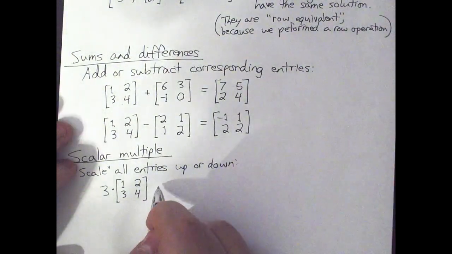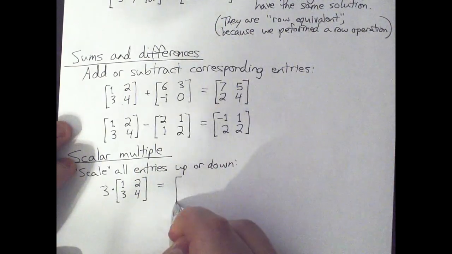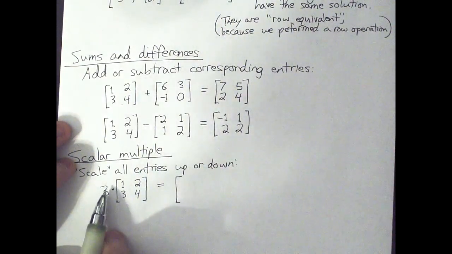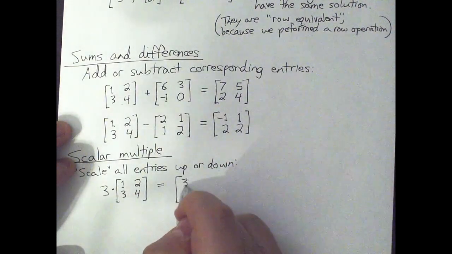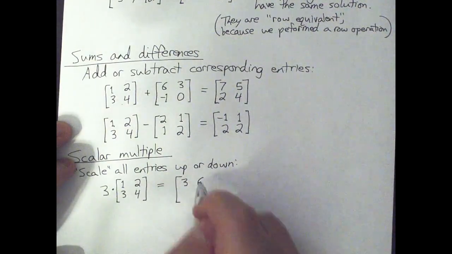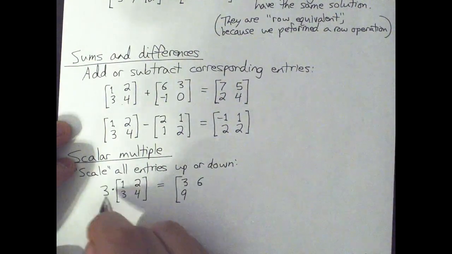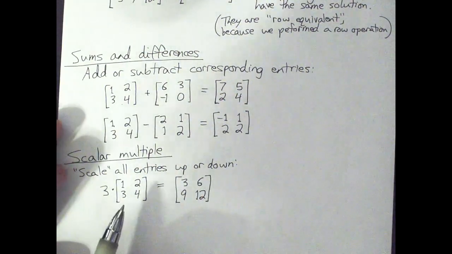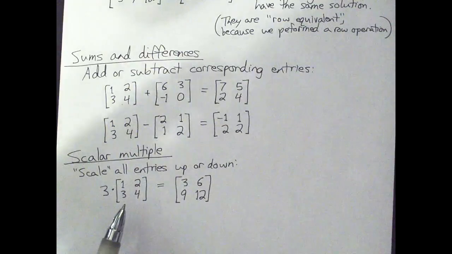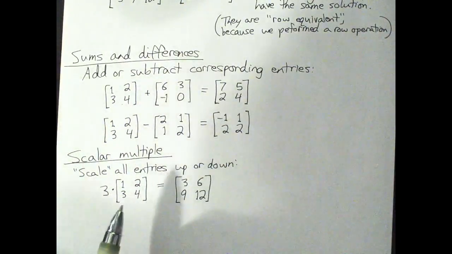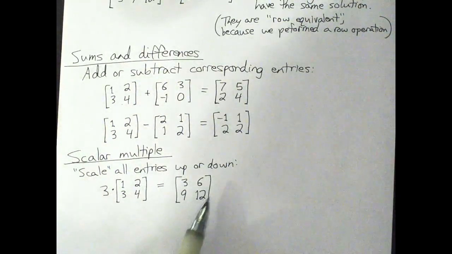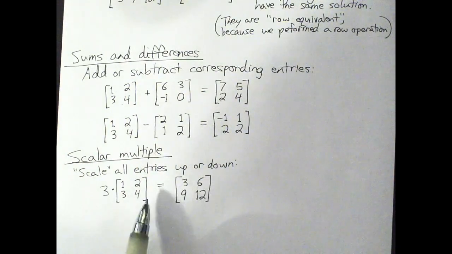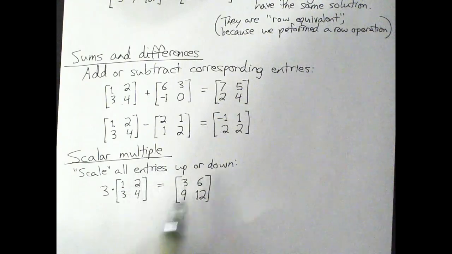So if we say 3 times this matrix, what we're going to do is say, let's do 3 times 1 is 3, 3 times 2 is 6, 3 times 3 is 9, 3 times 4 is 12. We basically scaled up every entry of the matrix by a factor of 3. And the result is the new matrix has all the entries being 3 times bigger: instead of 1, 2, 3, 4, we have 3, 6, 9, 12.